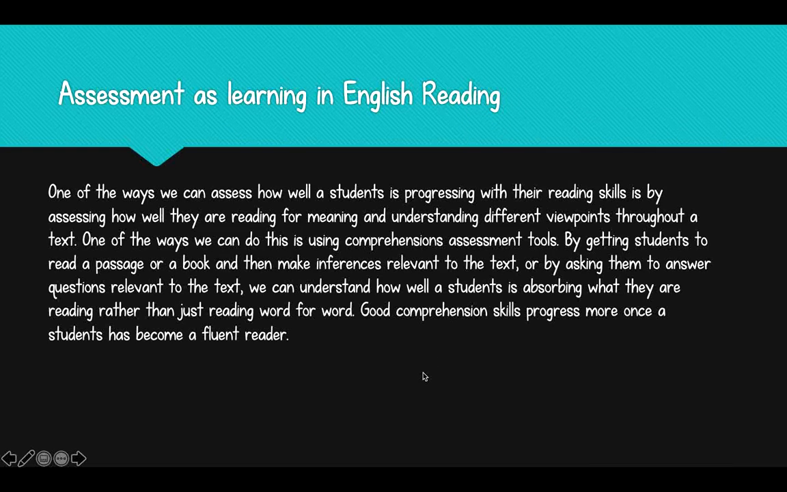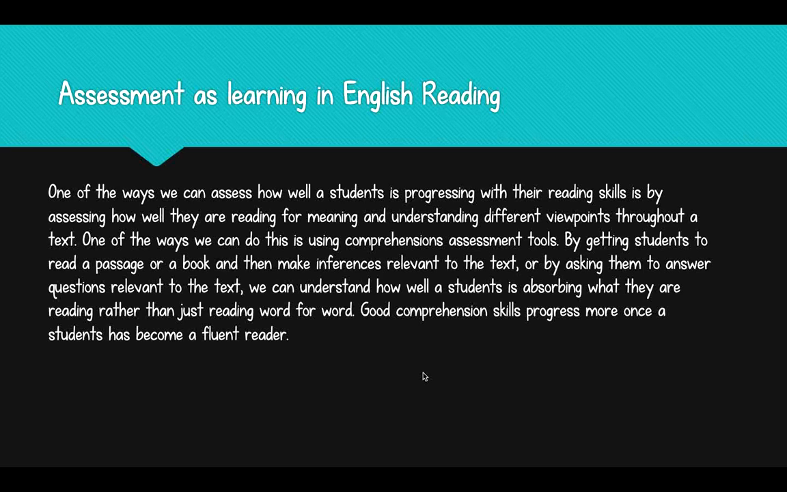Alright, so assessment as learning in English reading. One of the ways we can understand how well a student is progressing in their reading skills is seeing how well they're reading for meaning. So understanding different viewpoints throughout text and all those things we talked about in the previous slides. A way we can do that is by using comprehension assessment tools.